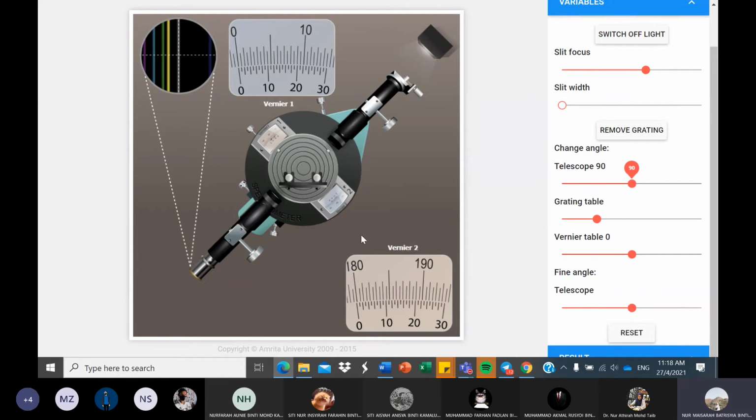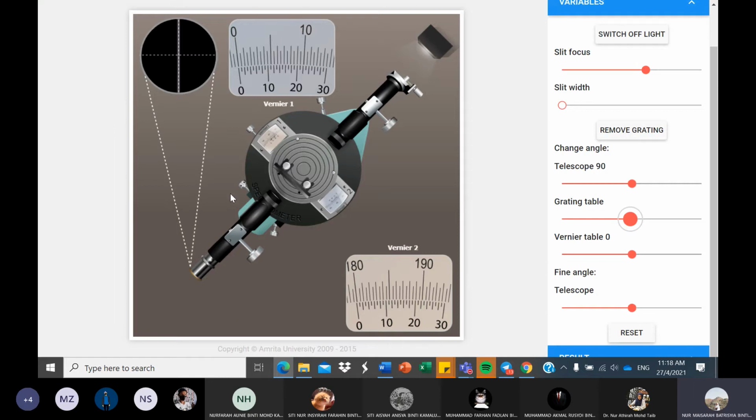Then set the vernier table back 45 degree, but it must be in the opposite direction from the previous, so it will be negative 45 degree. Like this. And then we get the real, and then we can continue our experiment. Okay, next we can start to observe the spectrum.